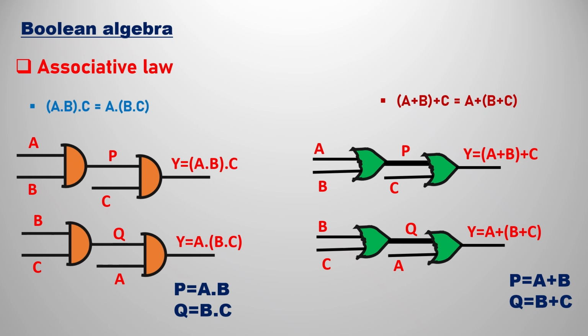For the second one, that is b c, I am taking a new variable q, where q is equal to b dot c. I am passing the variable a, so I am taking the dot product of q into a. So I am going to get y is equal to a dot b dot c. This is related to the associative law. The same applies to addition also. We are going to see this separately with the help of a truth table. With the help of a truth table we can understand it very clearly.